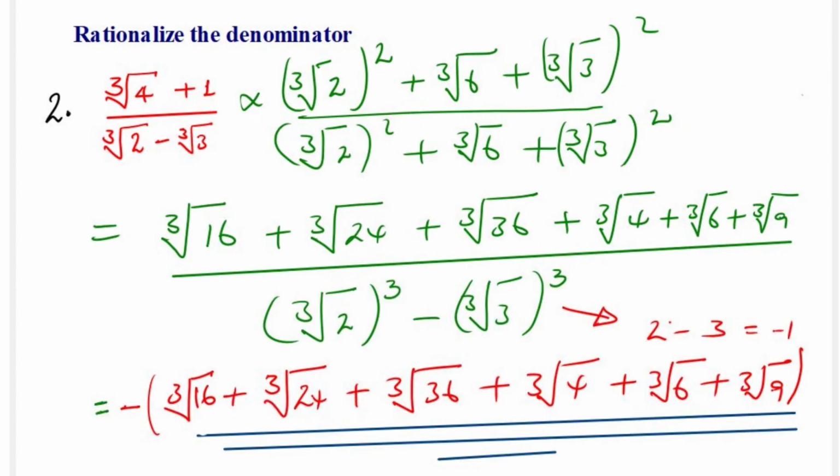over this, which is 2 minus 3, equal to negative 1. We get cube root of 16 plus cube root of 24 plus cube root of 36 plus cube root of 4 plus cube root of 6 plus cube root of 9.